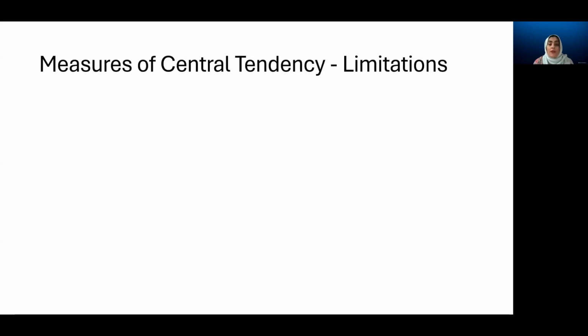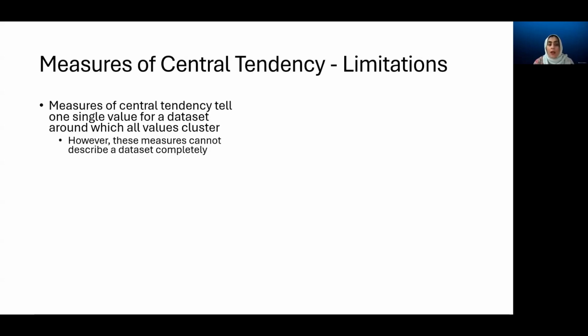Now, after having said all of this, there are certain limitations of measures of central tendency also, which we must record here. The measures of central tendency, although they give us one single value for a data set, which is very easy to remember, and we know that this is the value around which all the other values of the data set cluster or are spread around, however, these measures alone cannot describe a data set completely. And we are going to see that with the help of an example here.